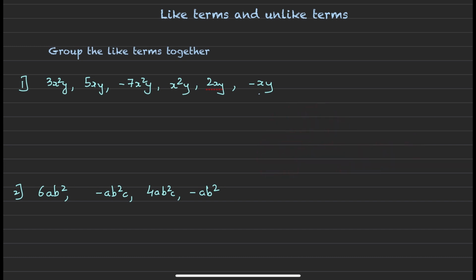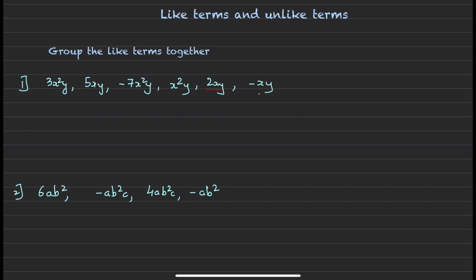Now, if 2 terms have the equal number of these letters or variables, whatever you call it, if they have equal numbers of those letters, then they are known as like terms, otherwise they are unlike terms. So now what we are going to do is, I am going to use a different color for each group.